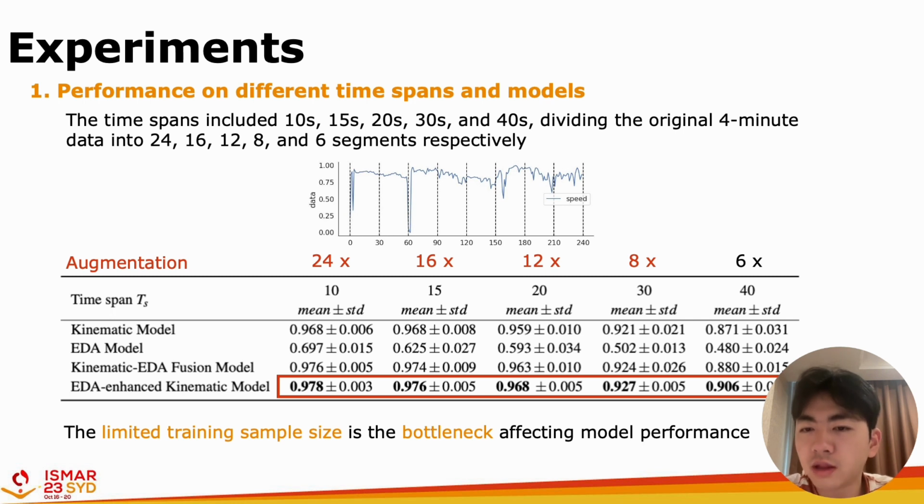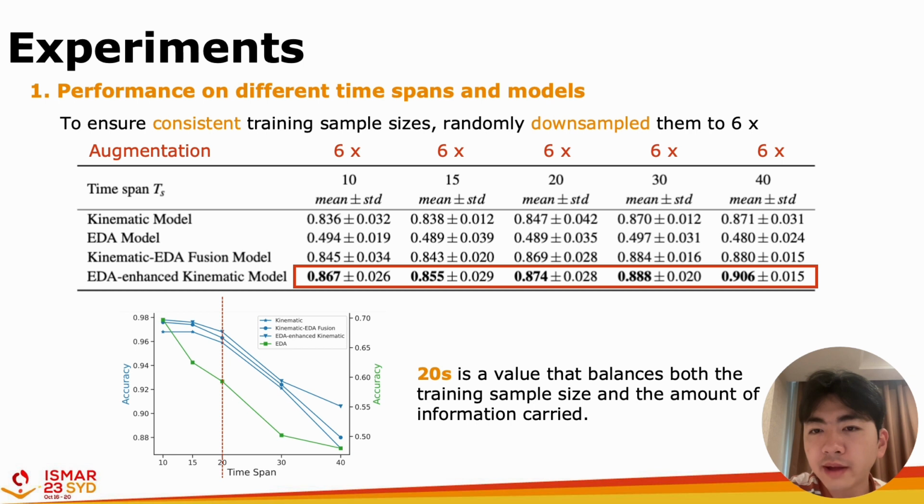However, there was a trend of decreasing model performance with an increase in time span, which contradicts our intuition. Intuitively, a larger time span should provide more information and enhance the model's predictive performance. Therefore, we hypothesize that the size of the training dataset may be a bottleneck for the model performance. To validate this idea, we conducted random upsampling to ensure consistency in the size of the training dataset.